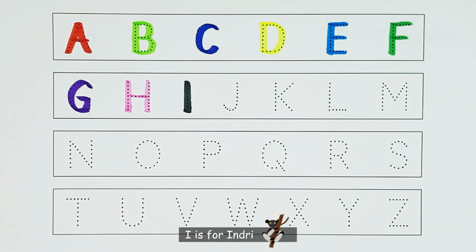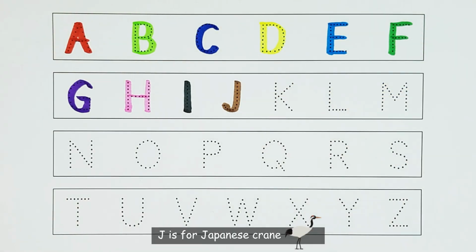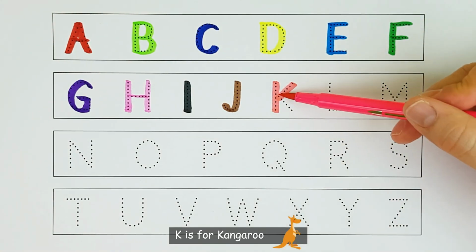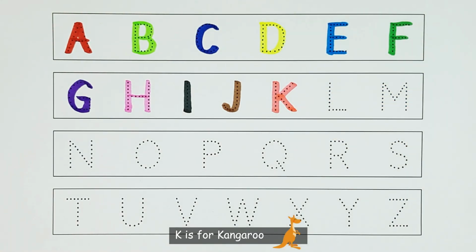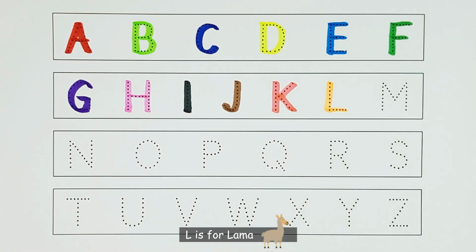I is for injury. I. J is for Japanese crane. J. K is for kangaroo. K. L is for llama. L.